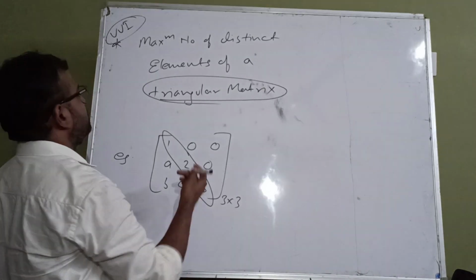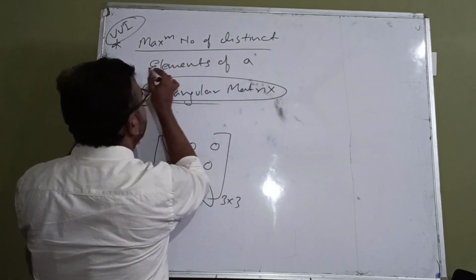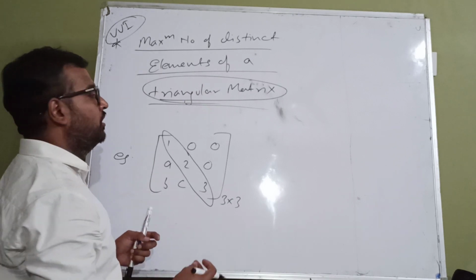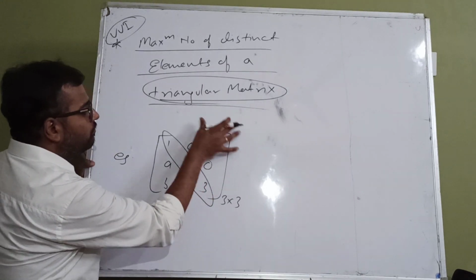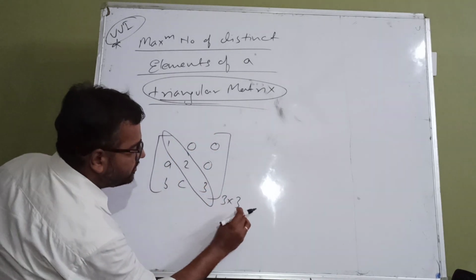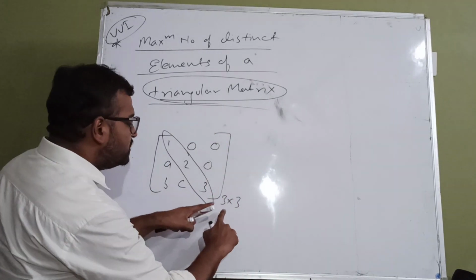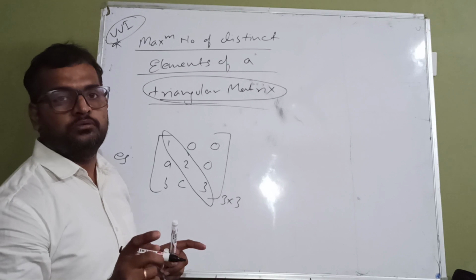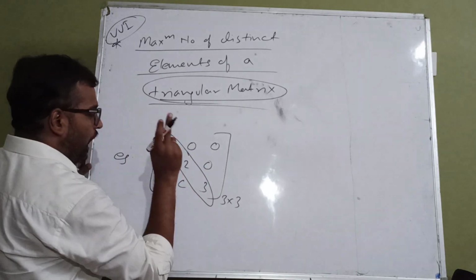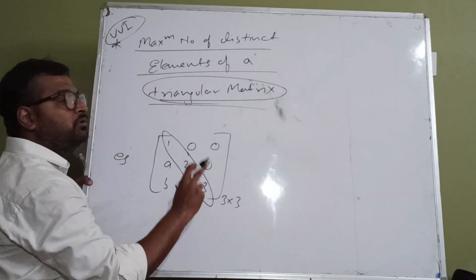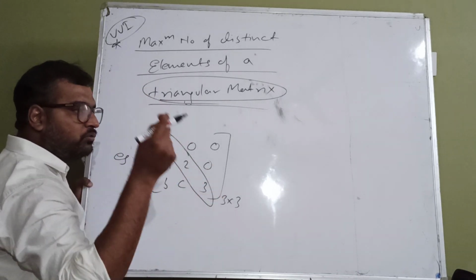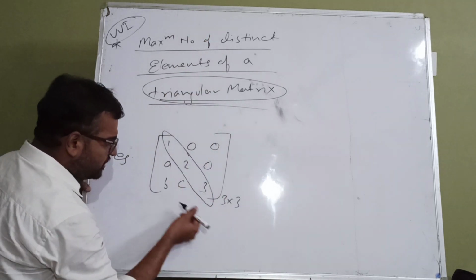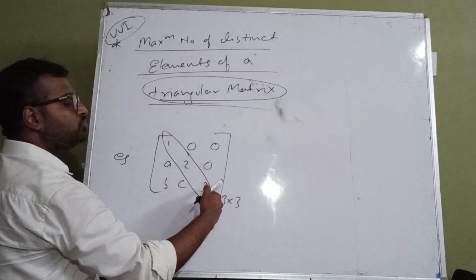Now what does the question ask? The maximum number of distinct elements in a triangular matrix. The meaning of this question is: how many distinct elements are there in this 3 by 3 order square matrix, when the square matrix is turned into a triangular matrix? Getting the point? This is a square matrix and we have turned it into a triangular matrix.